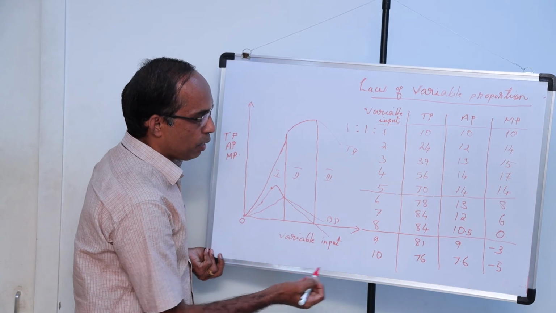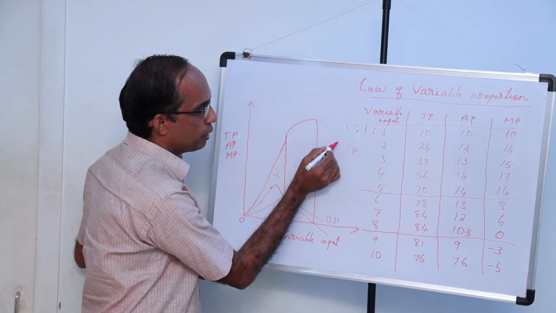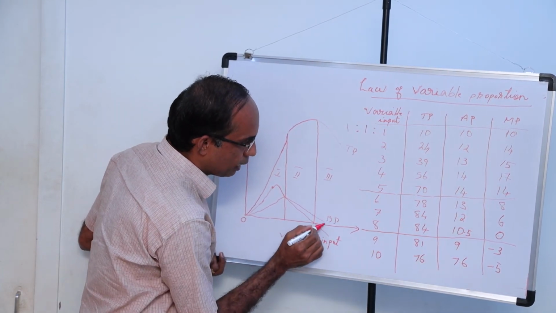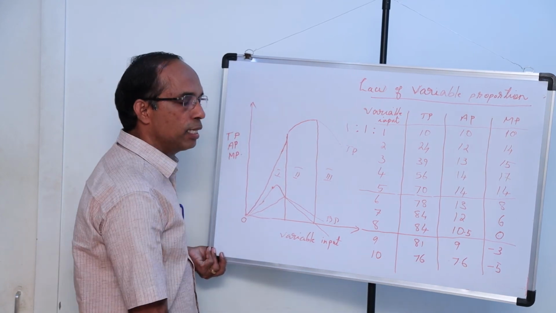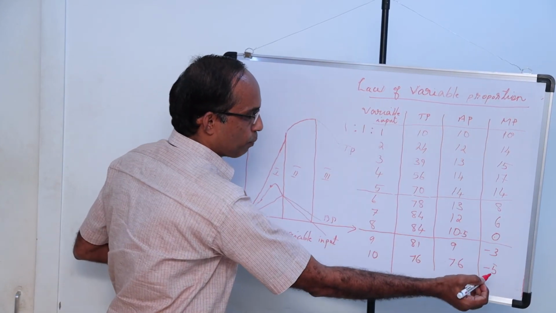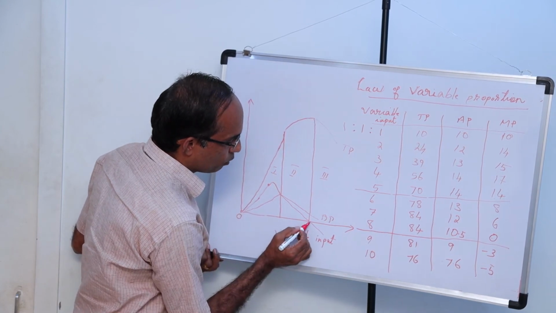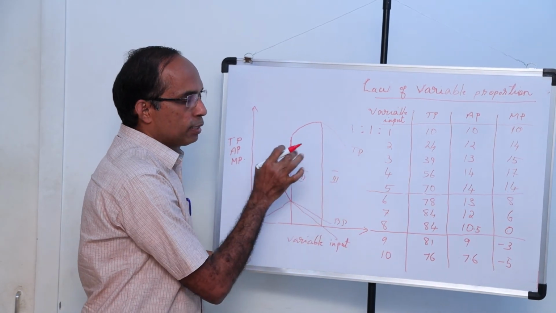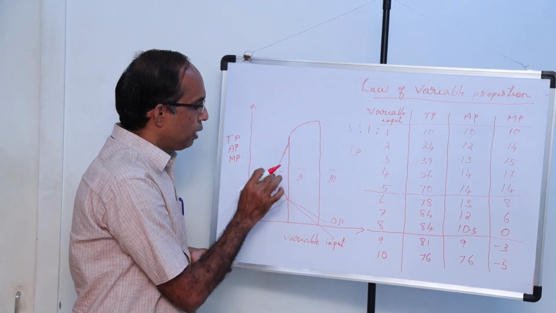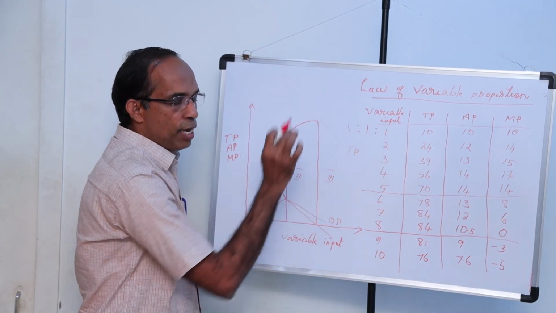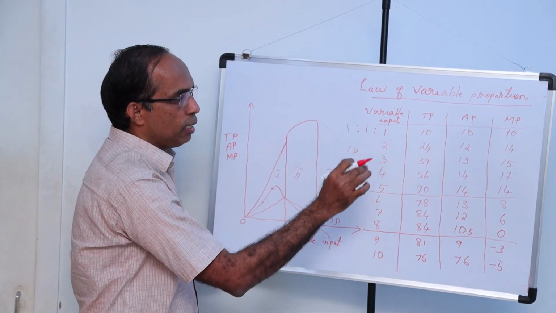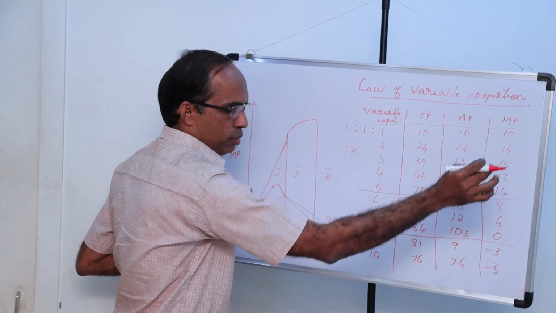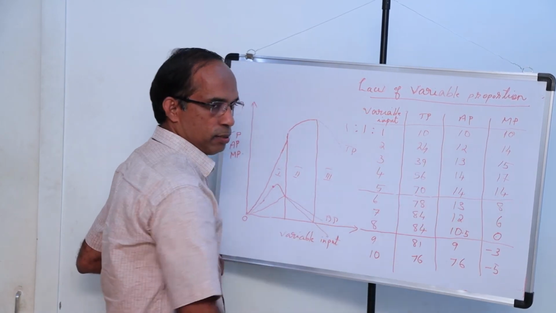And in the third stage, what happens to total product? Total product decreases. Then what happens to average product? Average product is decreasing. Here also average product is decreasing. And what happens to marginal product in the third stage? Marginal product becomes negative. Clear? You have to study how to draw this diagram and explain the three stages of the law of variable proportion. This law is also called the law of diminishing marginal product.